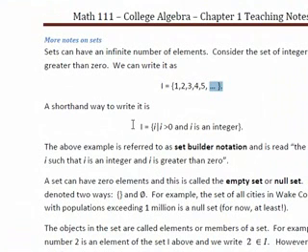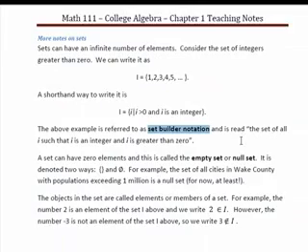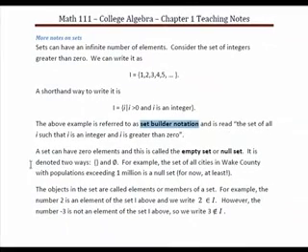And probably a more mathematical way is I is equal to the set of little i such that, the vertical line means such that, i is greater than 0 and i is an integer. And we describe this as set builder notation. And I already read it to you.